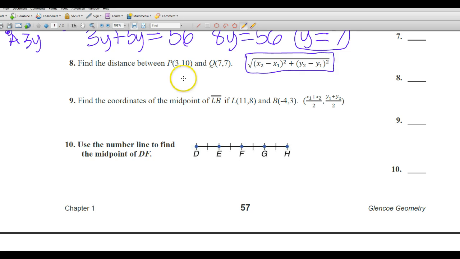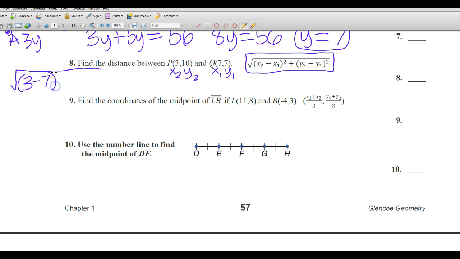Number 8, find the distance between (3, 10) and (7, 7). So once again, we use the distance formula. This time I'll call this one x2, y2, just to show that it doesn't matter, and this one x1, y1. So we substitute in our coordinates.